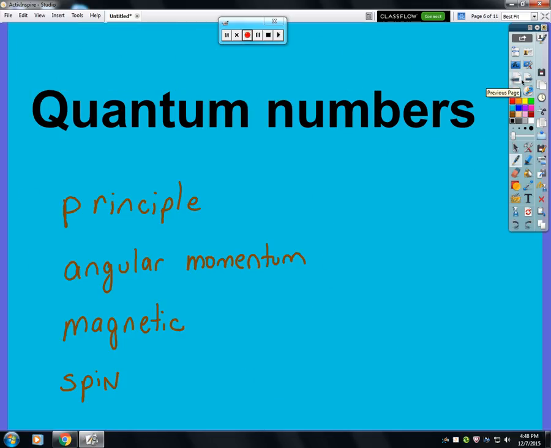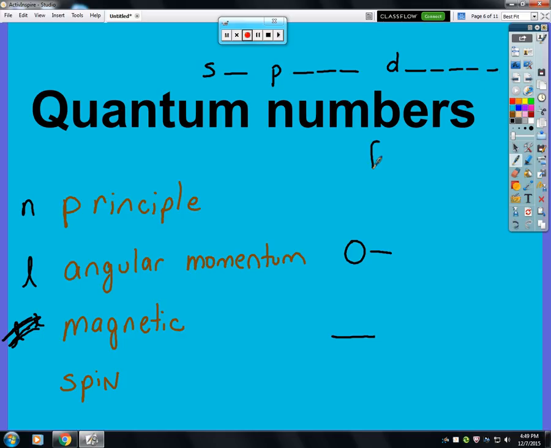All right, now let's talk about this right here. This is N, remember? And this is L, and it has a value of 0 to whatever. It just keeps going. Now, for magnetic, it has a value between L and minus L. I won't confuse you with that. I'm going to give you what's called a rainbow. If you recall, S's have 1 orbital, P's have 3, D's have 5, and F's have 7, don't they?